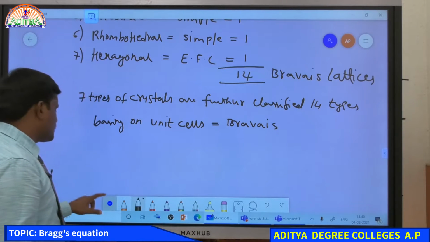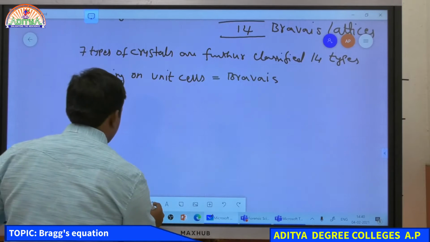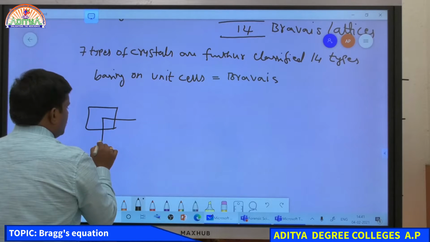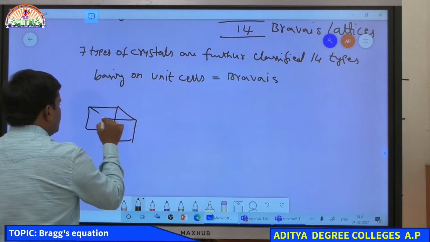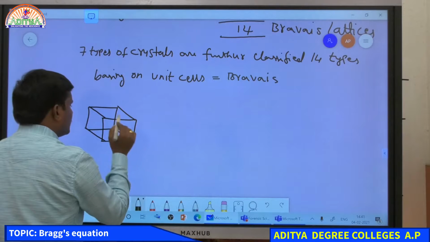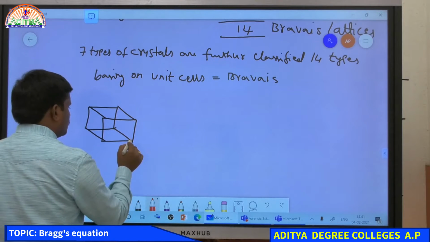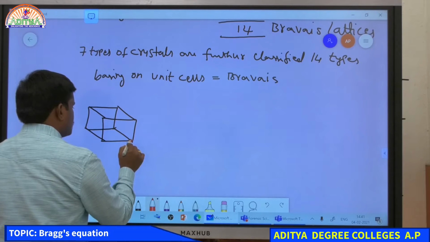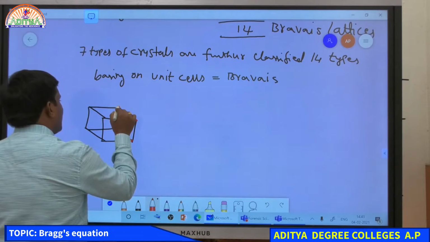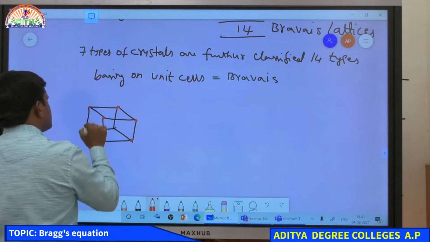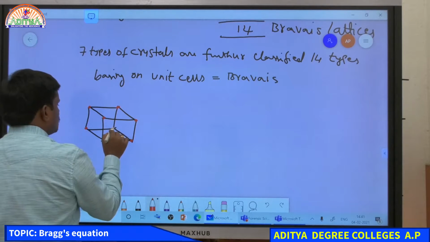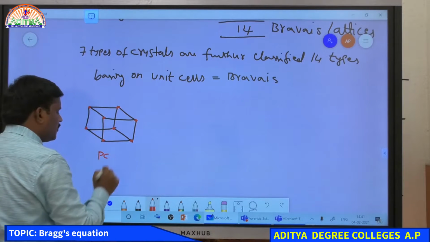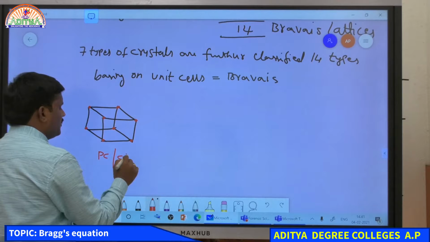So how many types of unit cells are there? There are 4 types of unit cell. So these are the types. Suppose in a crystal all the atoms are present only at corners, so this is the corner. Therefore if atoms are present only at the 8 corners, then this is nothing but PC, that is primitive cubic or simply simple cubic.